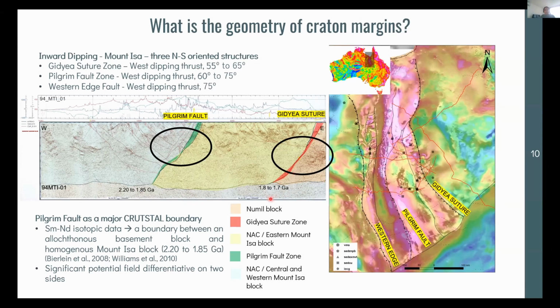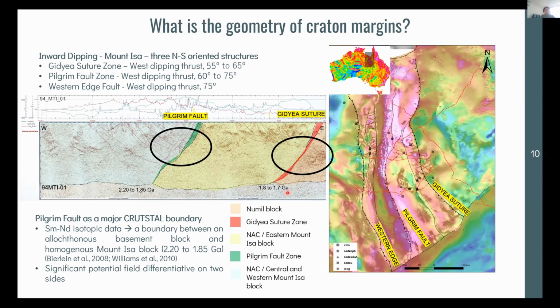And we identified the Mount Isa margin as an inward dipping margin, and this suture has a dip of around 55 to 65 degrees to the west. And what we saw in Pilgrim Fault is that it showed a different signature on the two sides, and it has been shown in other papers that it has a different signature on both sides. We also see some offset in the reflectors, and we identified a west dipping structure with 60 to 75 degrees.